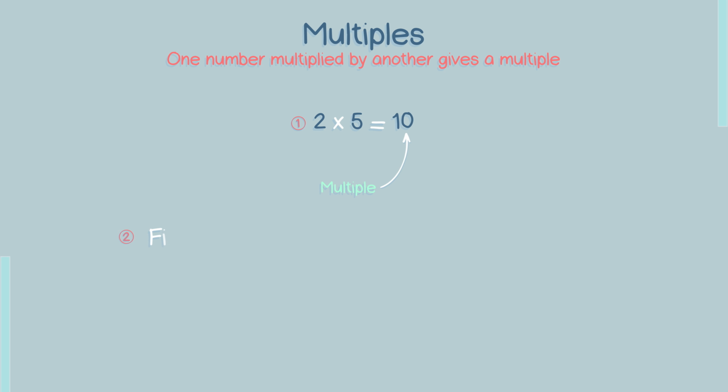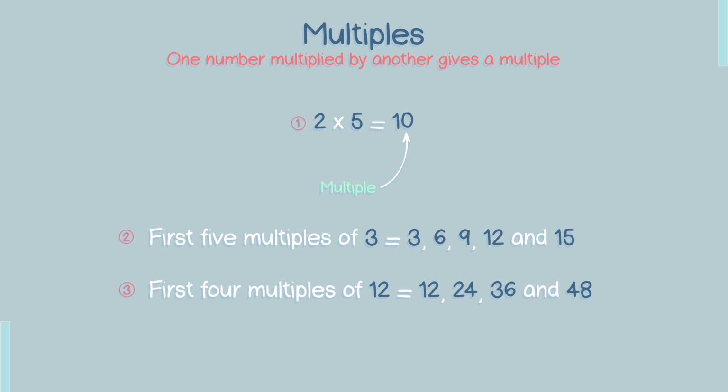Okay, multiples. When you multiply one number with another, you get a third number. This new number is a multiple of the two numbers that you multiplied together. So an example of this is 2 multiplied by 5, giving us 10, and so 10 is a multiple of 2 and 5. And to make it really clear, here are the first 5 multiples of 3, so 3, 6, 9, etc. And here are the first 4 multiples of 12, so 12, 24, 36, 48. And that's it. It's that simple. That is what multiples are.